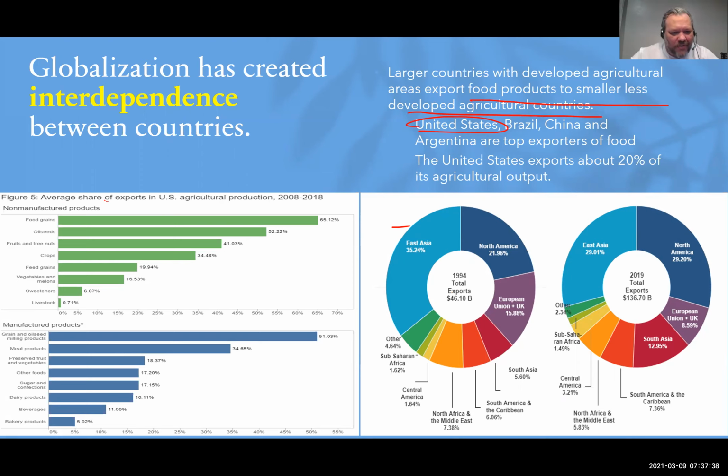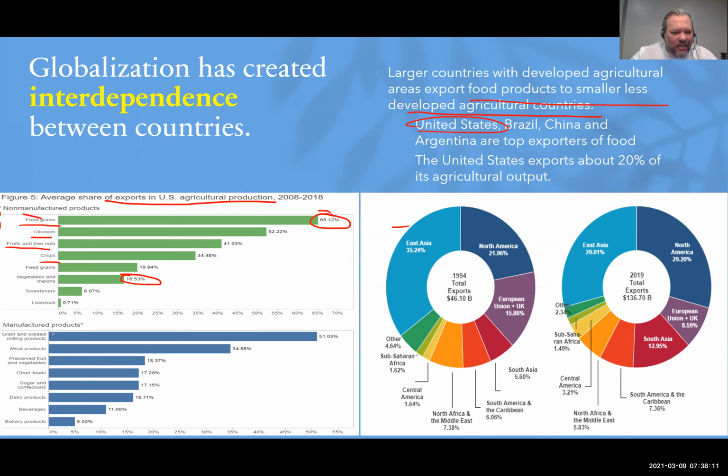Let's take a look over here. This is the average share of exports in U.S. agriculture. So here we go, food grains over here: food grain, oil seeds, fruits and tree nuts, crops. You get the idea. This is saying, look, of all the food grain that we grow, 65% is exported. All right. If we come down here, vegetables and melons: of all the veggies and melons that we grow in the United States, we export 16.53% of it.